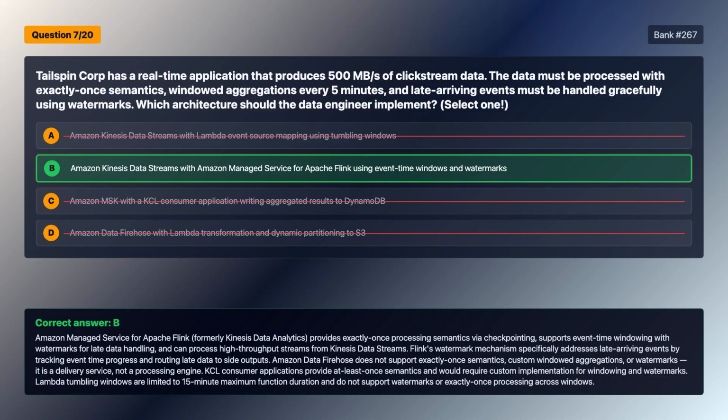Amazon Managed Service for Apache Flink, formerly Kinesis Data Analytics, provides exactly once processing semantics via checkpointing, supports event-time windowing with watermarks for late data handling, and can process high-throughput streams from Kinesis data streams. Flink's watermark mechanism specifically addresses late-arriving events by tracking event time progress and routing late data to side outputs.